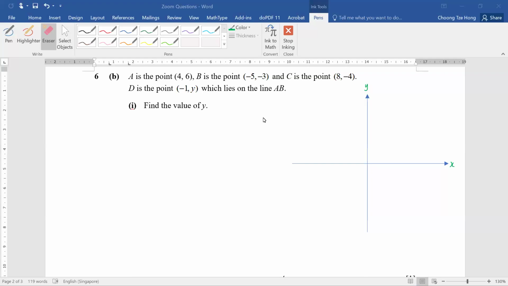Hi students, in this video I'll be going through the 2023 O-Level Mathematics Paper 2 question 6b. Alright, so this is a question regarding coordinate geometry.